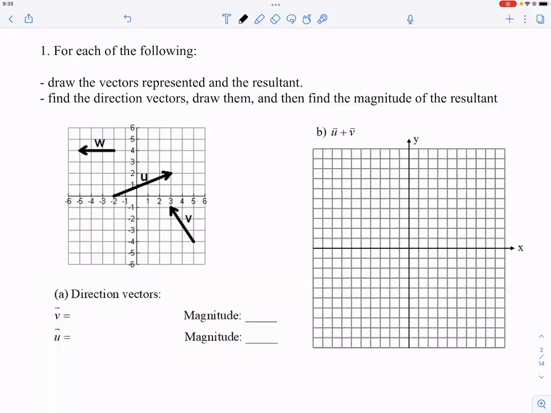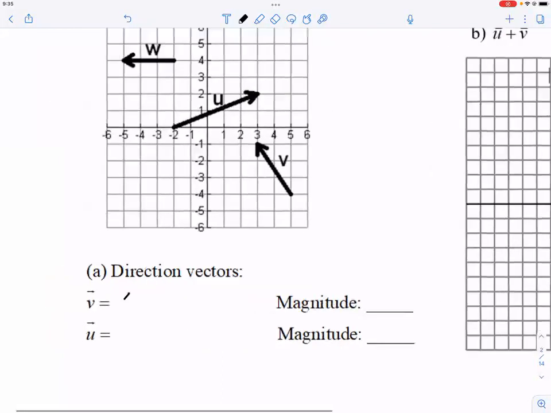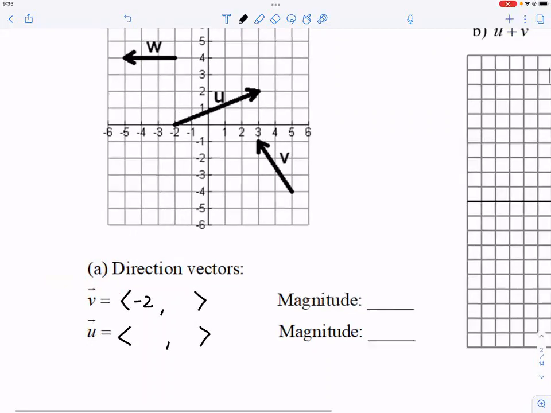For the first question here, 1A, it says, go ahead, write down the directional vector, meaning that you will write down something like this, okay? You will write down the X components and the Y components for these two vectors. So for V, it went to the left 2 units, so -2. And then it went up 3 units, so +3 for Y.